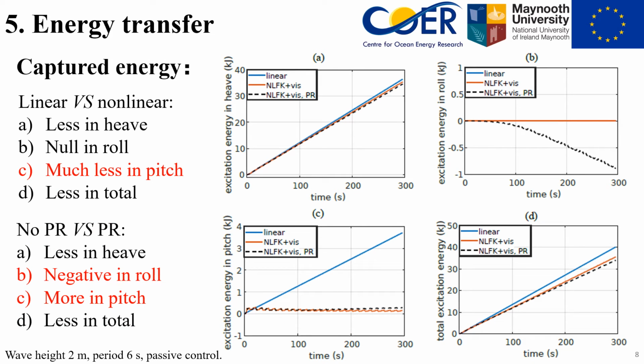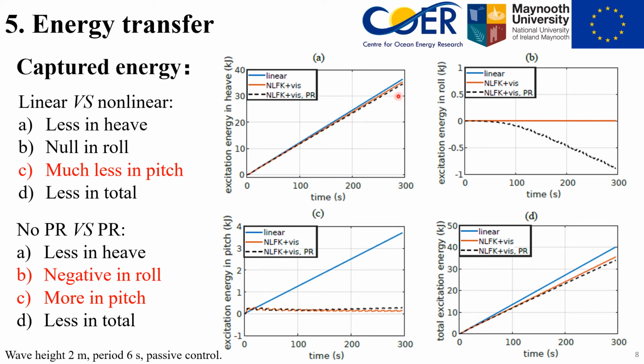Now let's get into the energy transfer problem. Figures A, B, C give the captured energy in heave, roll, and pitch modes respectively, while the total captured energy is given in figure D. In these figures, the blue curves give the results of the linear model, while the red curves give the results of the nonlinear model without parametric resonance. When parametric resonance occurs, the results are given in black curves.